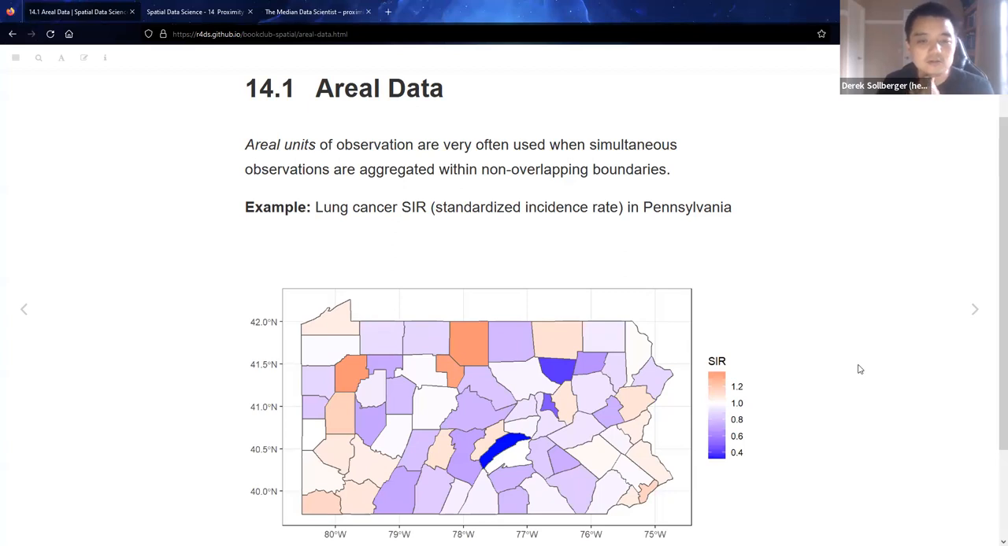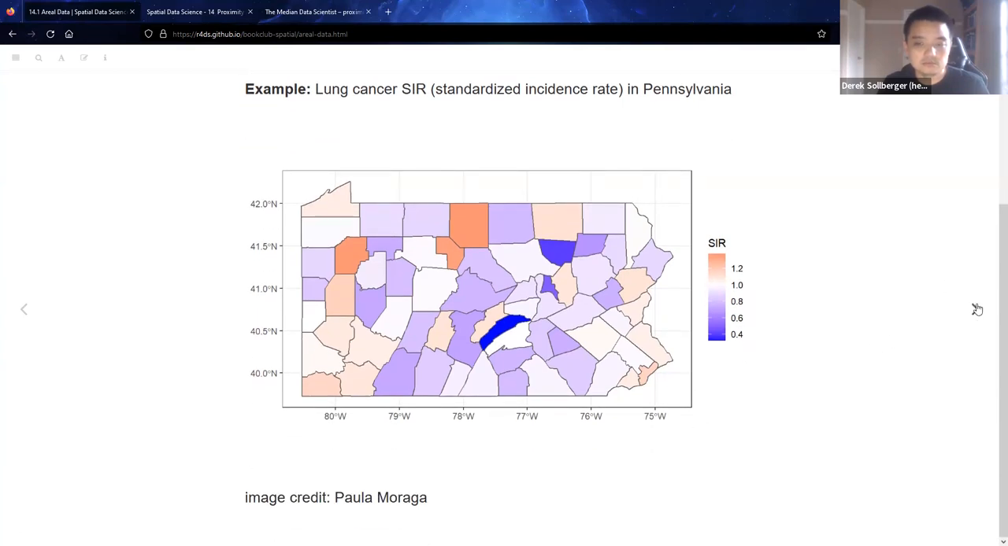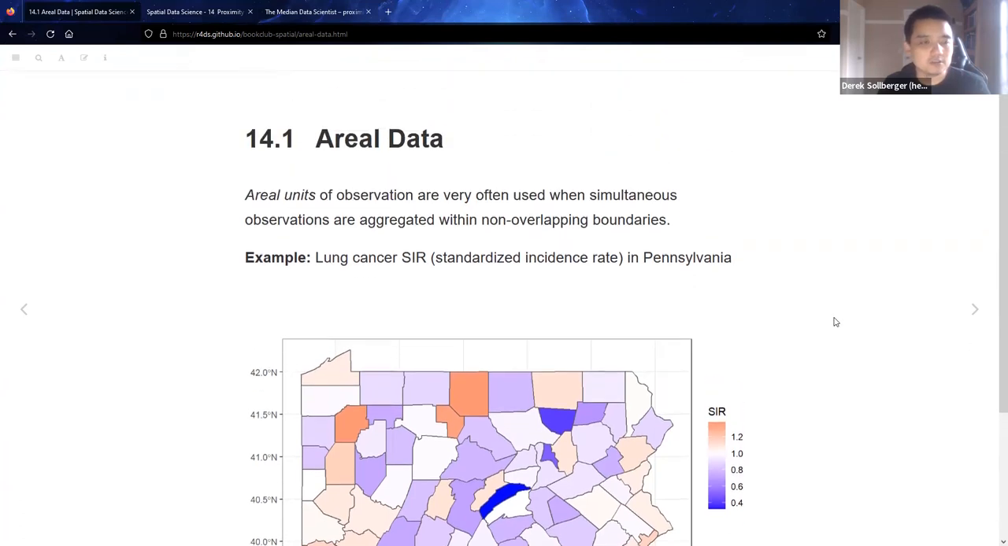As we know, aggregation like this takes whole areas and treats them with the same number, the same value. So there may be some issues there, knowing that in the state of Pennsylvania, there are cities, but mostly countryside as well. These images come from Paula Moraga's book on geospatial data.